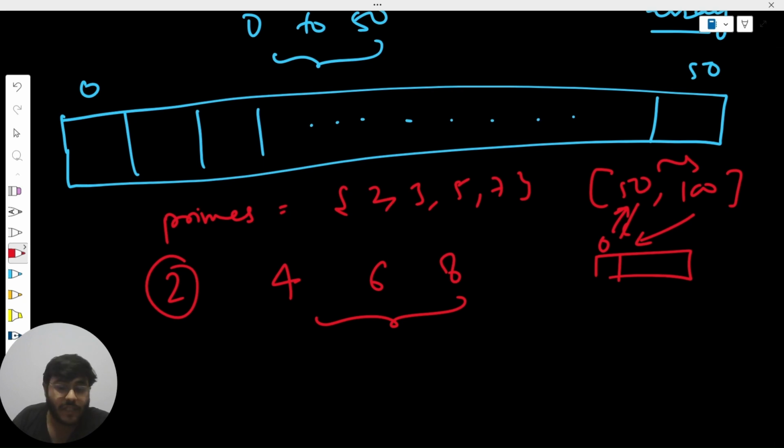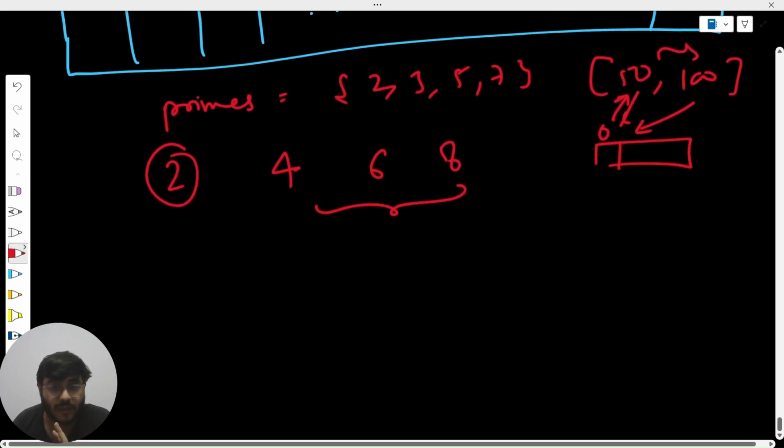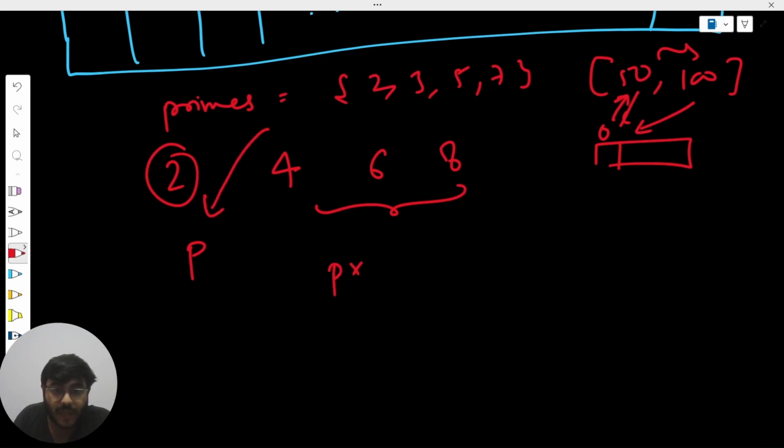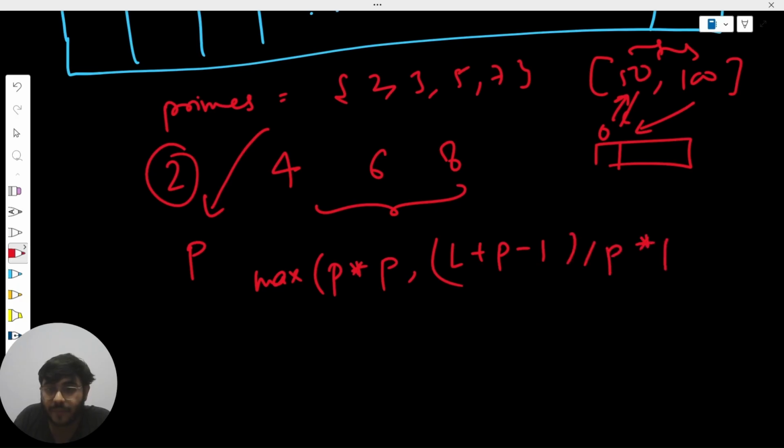Okay, so first what we can do is, where should we start? So basically we have two choices. Let's say I took a prime number p from this array. So we can start from either p into p, or we can start from the first multiple of p in this range, whatever is bigger. Okay, we will start from whatever is maximum between p into p or (l plus p minus 1) divide by p into p.